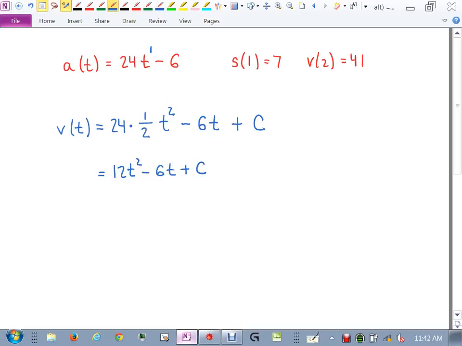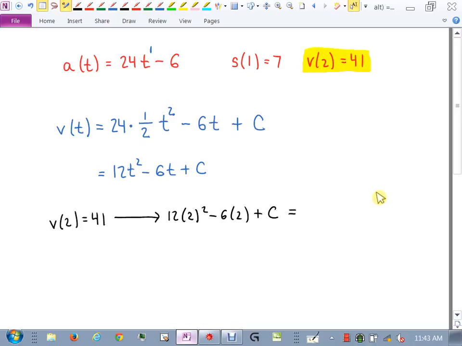So now let me go up to this information that I have up here. I do know something about its velocity, right? When I plug in 2 for t into the velocity function, it should spit out 41. So if I come in here and I say v of 2 equals 41, that should mean that when I plug 2 into this, so when I have 12 times 2 squared minus 6 times 2 plus a constant, that should all turn out to be 41.